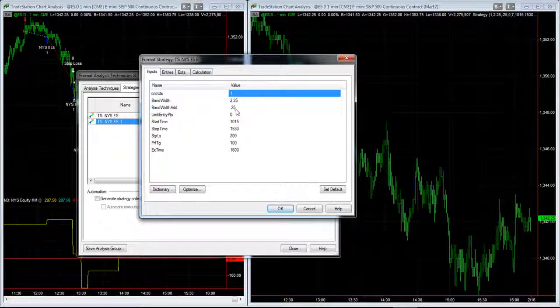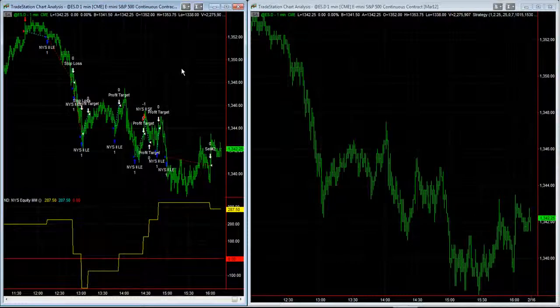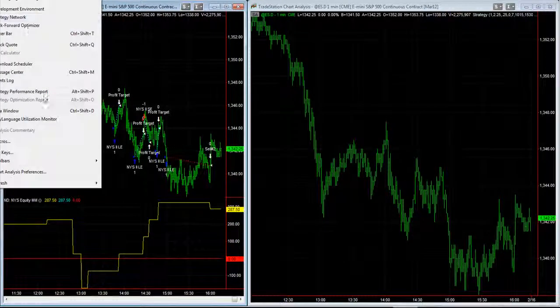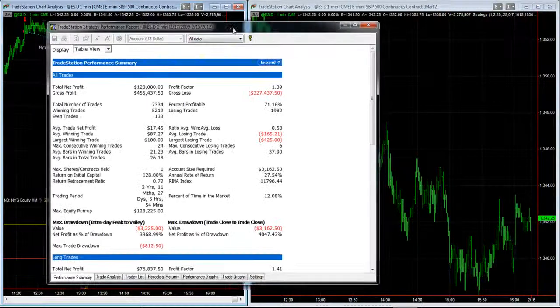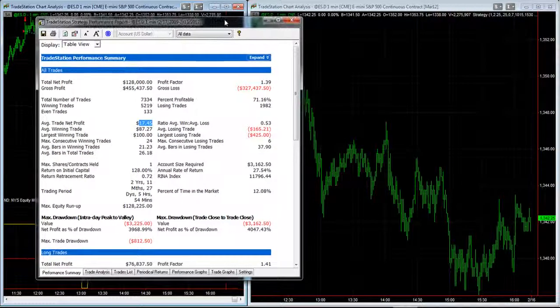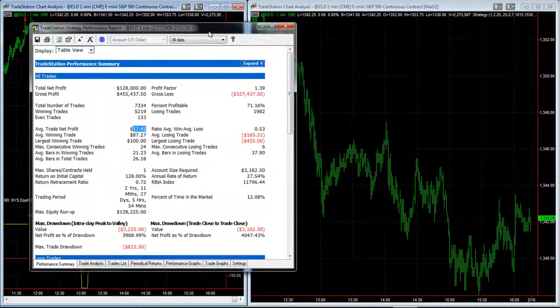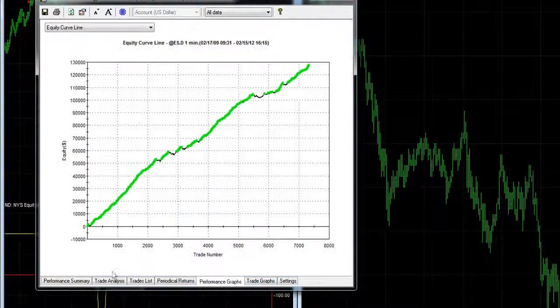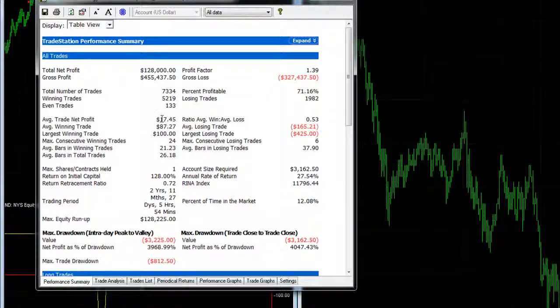You get the bandwidth add, limit entry, start time, stop time, stop loss, profit target, and exit time. And this strategy generates a great equity curve, but the average profit per trade is too small to trade in real time. But this is going back 3 years. There's no slippage or commission. You get 17.45 per trade on average there, and 32.25 drawdown, 39.68. Beautiful equity curve. But once again, once you add any slippage or commission, that number is just too small.